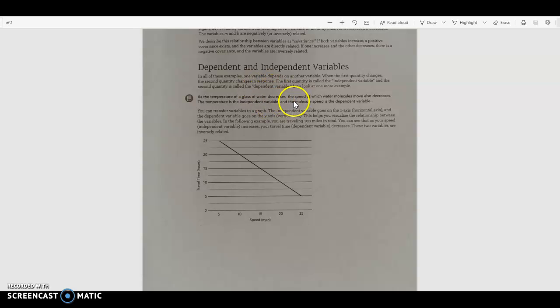So we're going to see an example down here. As the temperature of a glass of water decreases, the speed at which water molecules move also decreases. So the temperature is the independent variable, and the molecule speed is the dependent variable. So as our speed increases, our travel time decreases. This is an example of that.